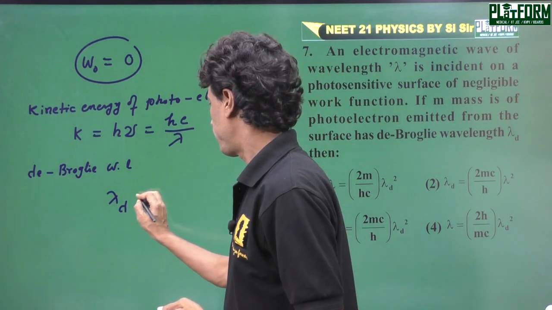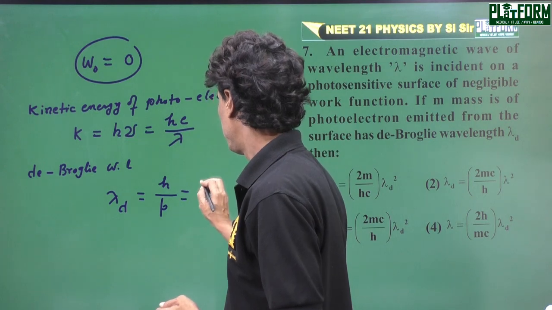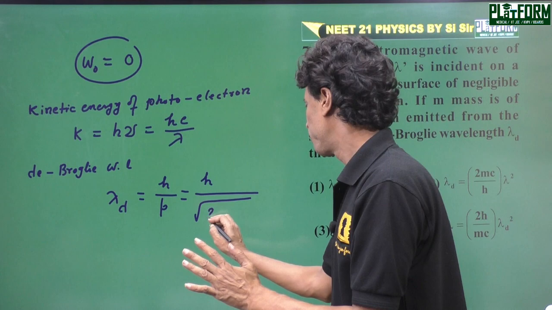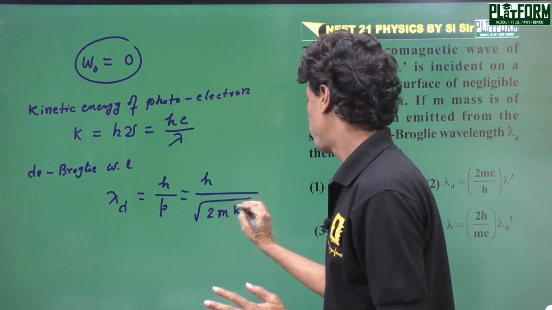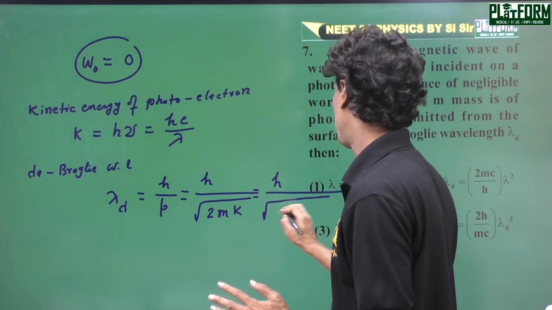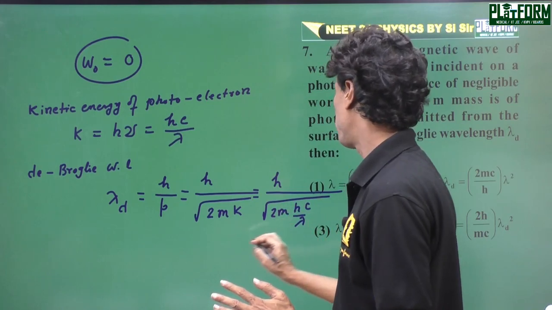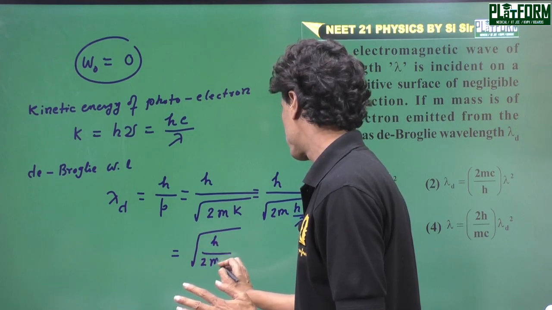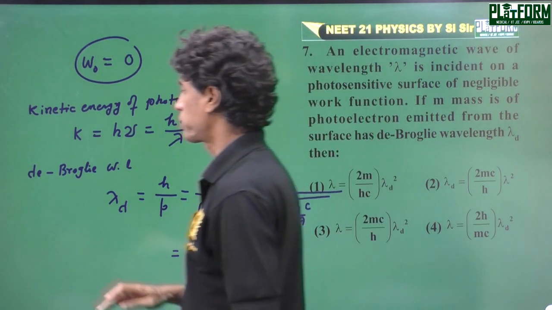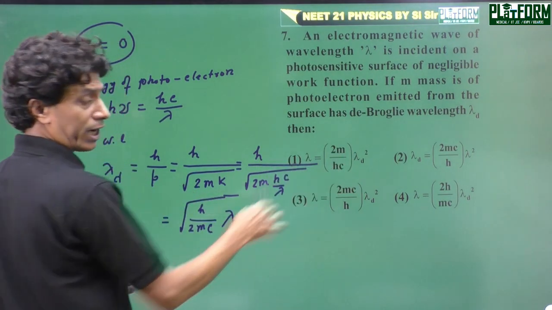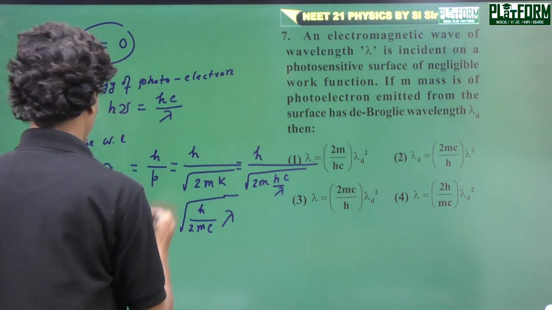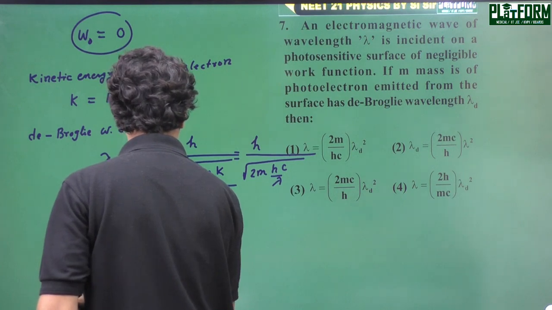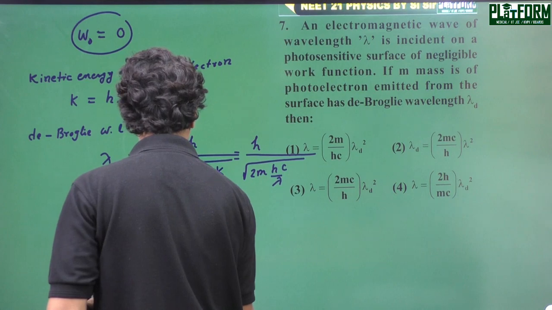De Broglie wavelength, if we take it as lambda d, is actually h by p, and there is a certain relation between momentum and kinetic energy. We know this relation, it is simple, p equals root over 2mK, and if we put it here, it is h by root over 2mhc by lambda. Finally, this becomes h by root over 2mhc, root lambda. Squaring both sides, lambda d squared equals h by 2mc into lambda.